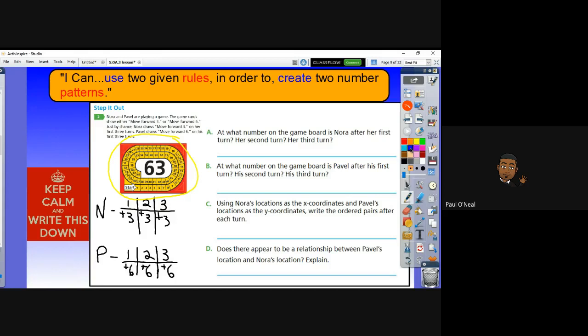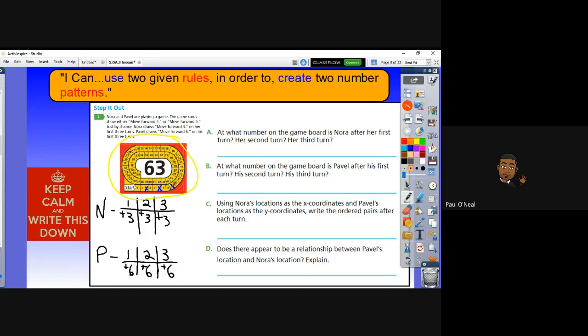So we're going to count and advance 3 spaces. So I'm just going to put an X for Nora. Okay, so 1, 2, 3. Again, that's her first turn. Second turn, 1, 2, 3. And now third turn, 1, 2, 3. So that is the markings for Nora.